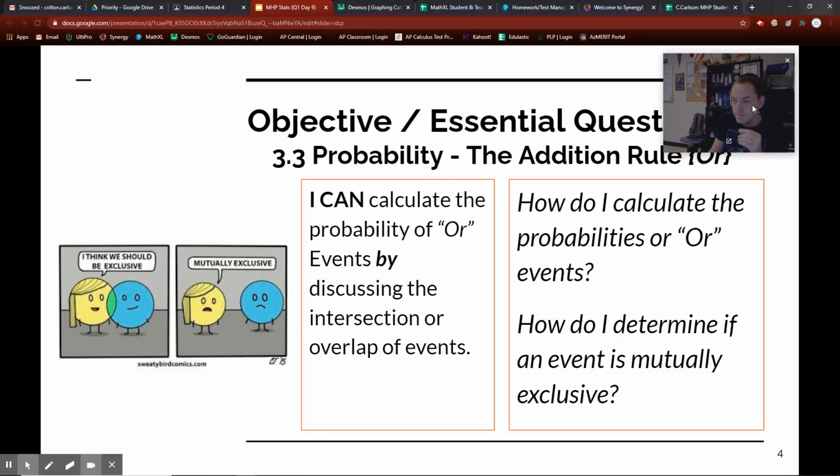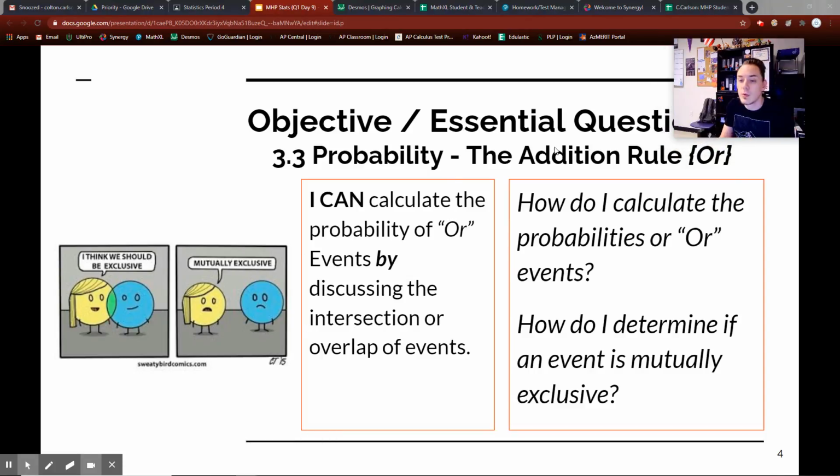3.3, the addition rule. How do I calculate the probabilities of OR events? Okay, and how do I determine if an event is mutually exclusive?